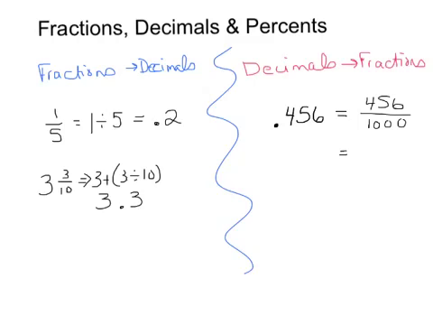Looking at this, 456 is divisible by 2, so it would be 228 out of 500. That is also divisible by 2, so it would be 114 out of 250. Divisible by 2 again would be 57 out of 125. And that might be about it, because 57 is divisible by 3, but 125 is not. So this would be my final solution.